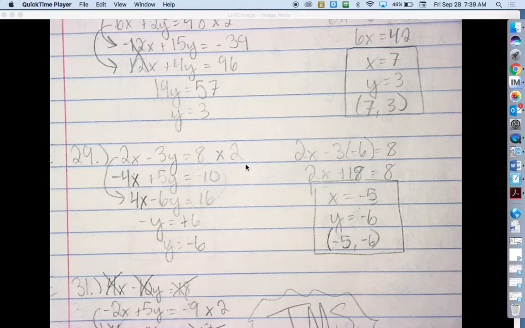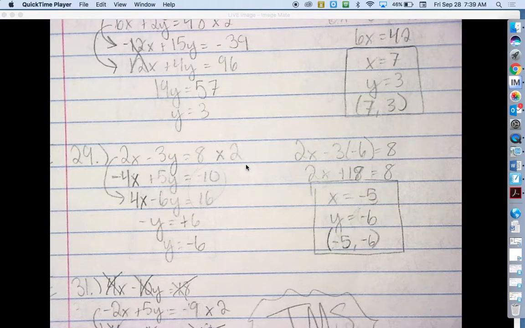Okay, so the problem was 2x minus 3y equals 8 and negative 4x plus 5y equals 10. You have to use elimination because every variable has a coefficient in front of it. I decided to multiply the top equation by 2 to get the x's eliminated. When you multiply it by 2, you get 4x minus 6y equals 16. Then when you combine the y's and the other numbers, you get negative y equals positive 6, and simplified that is y equals negative 6.